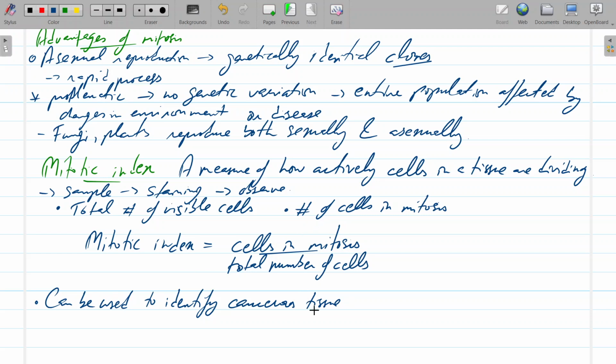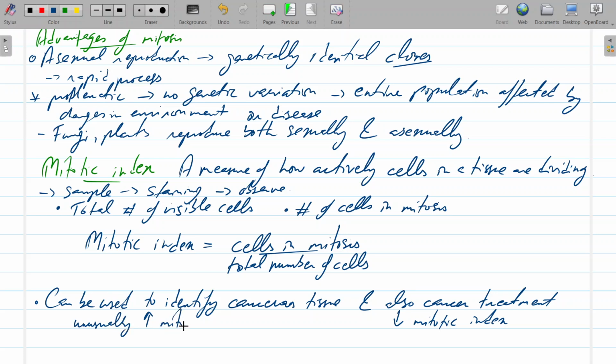So not only to identify cancerous tissue, but also cancer treatment. When you're treating for cancer, you're going to check that tissue again and see whether the mitotic index comes down. The mitotic index in this case should lower because of the treatment. So that means the cancer cells are being killed off. These guys have an unusually high mitotic index for that tissue.